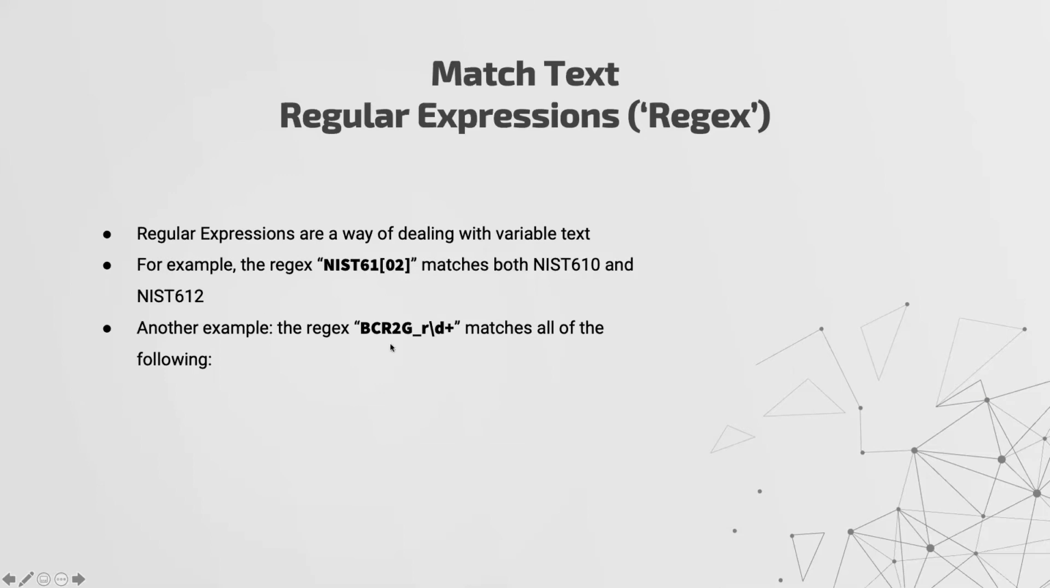Another example is if we would type in BCR2G and then _R, because in our experiment we'd put in run 1, run 2, run 3, run 4, etc. We don't have to type in all of those options. We can put in \D, which is regular expression code for digit. So it's just saying that there will be a digit, and the plus means that there could be one or more digits. So this means that it'll match BCR2G_run 1 or run 09 or run 145, because all of these have the same starting pattern and then a digit, and it could be one or more digits.